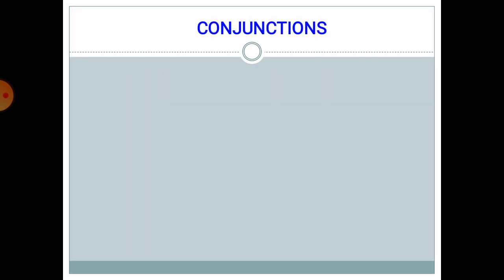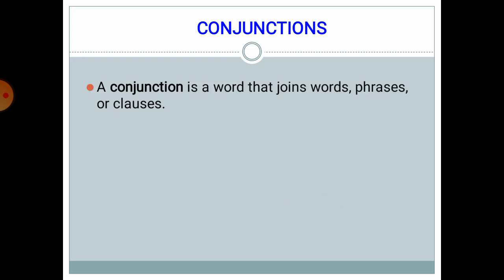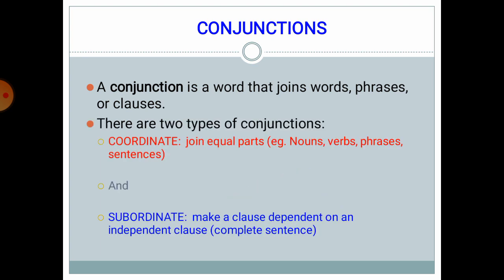Okay, now we have conjunctions. And let me tell you that we have different kinds of conjunctions. The definition is a word that joins words, phrases, or clauses. There are two types of conjunctions. Coordinate, that join equal parts: nouns, verbs, phrases, or sentences. And also we have subordinate, which make a clause dependent on an independent clause, a complete sentence.